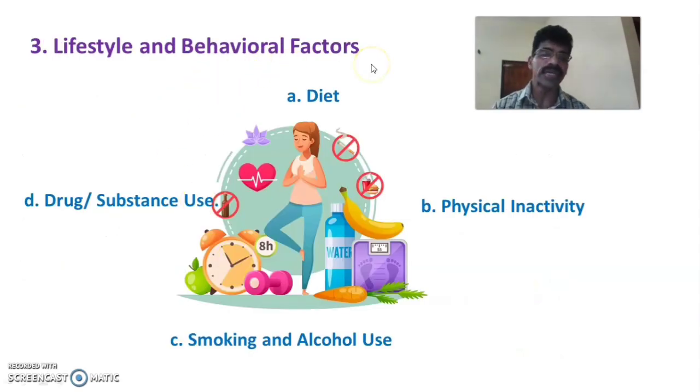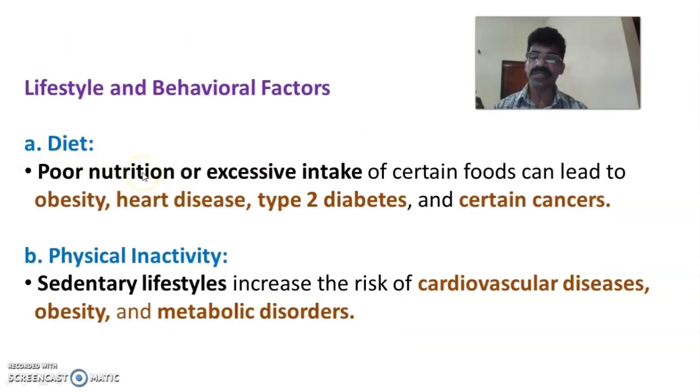Next is lifestyle and behavioral factors of a particular individual, which include diet preference, physical inactivity or irregular exercise, smoking and alcohol use, and drugs or different substance use. So first one is diet. Poor nutrition or lack of adequate energy, calories, protein, carbohydrate, fat, etc. can cause particular deficiencies. Excessive intake, more than what is required, of certain foods can lead to obesity, heart diseases, type 2 diabetes mellitus or lifestyle disorders, and certain cancers.